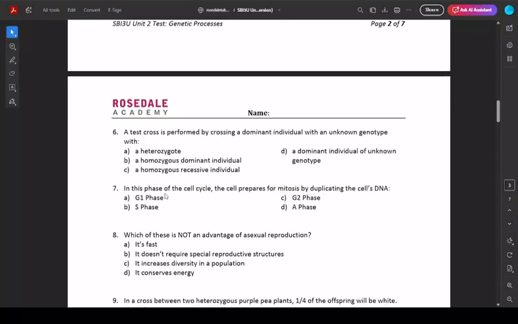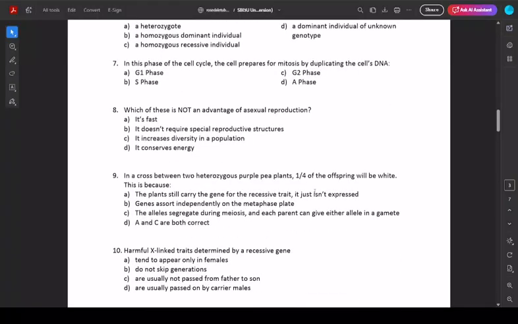Pretty straightforward. In this cell cycle, the cell prepares for mitosis by duplicating the cell's DNA. This is S phase, the synthesis phase where the cell grows. Which of them is not an advantage of asexual reproduction? It's fast, so that's an advantage. Doesn't require special reproductive structures, that's also an advantage. Increases diversity in a population, it actually doesn't. So we're going to leave it there. Conserves energy, that's an advantage. So the only one we have is C.